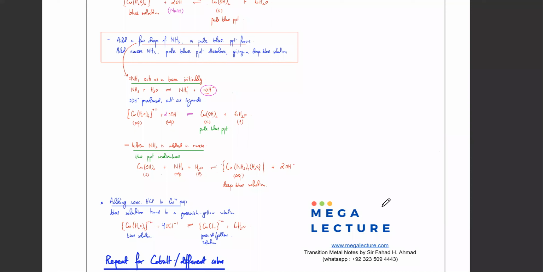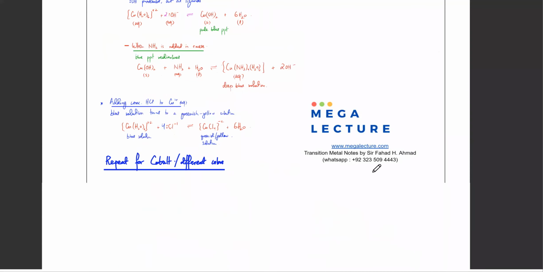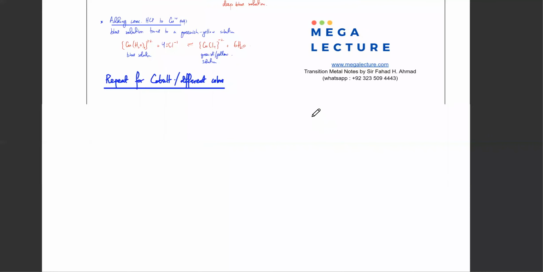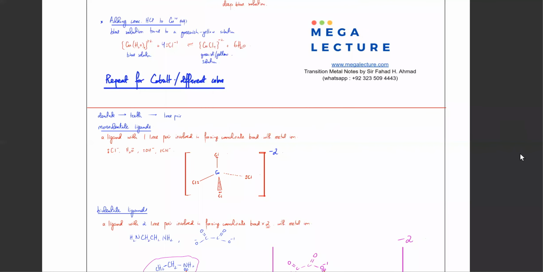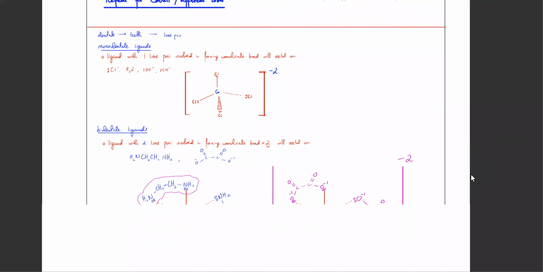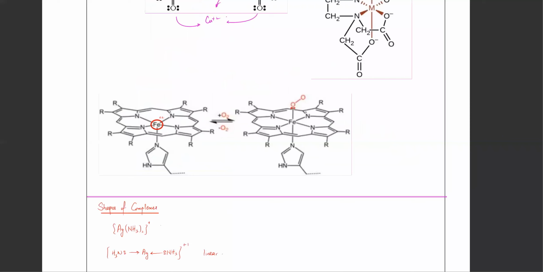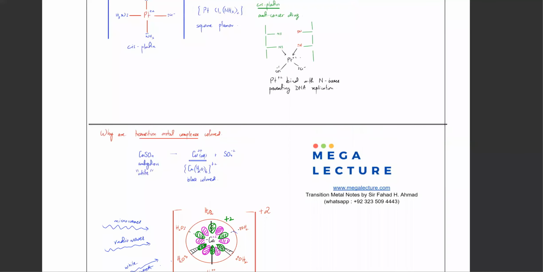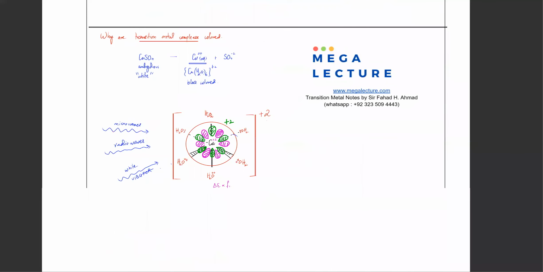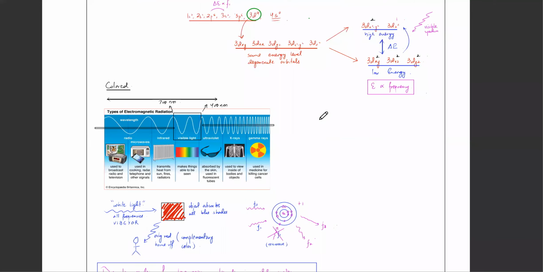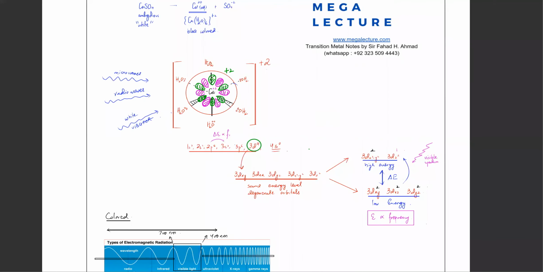So the colors of complexes now. The shapes of complexes is this part, right? So this has all to do with colors. I'll explain this very quickly. Why are they colored? What's the reason why they're colored? Do you know why they're colored?